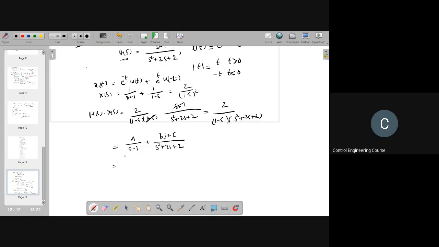Now you can find out what the coefficients are for this one. After comparing the coefficients of these two equations, you can find a is equal to 2 by 5, b equal to 2 by 5, and c equal to 6 by 5. You can verify this one, right?